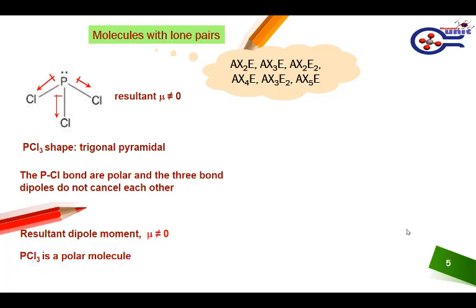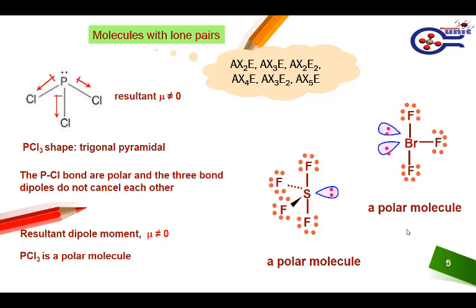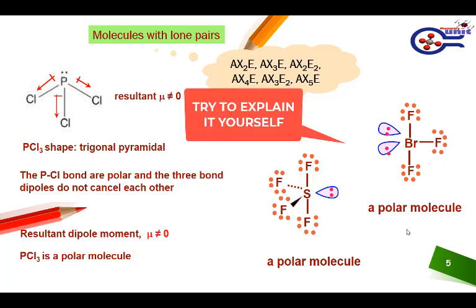Other examples of polar molecules which are in the same situation are SF4 and BrF3. I leave them to you to explain the polarity of these two structures using the same explanation.